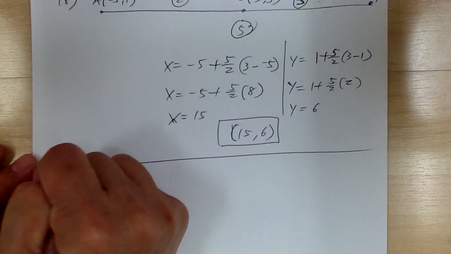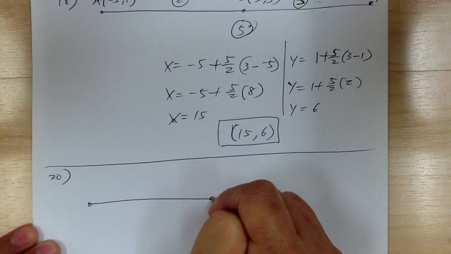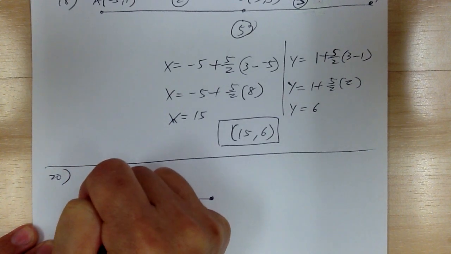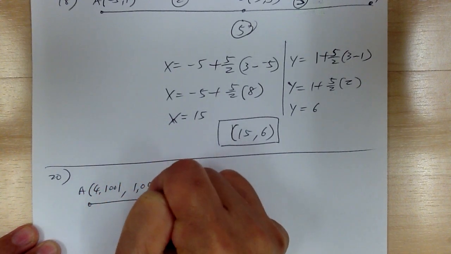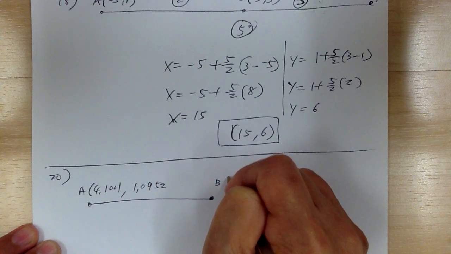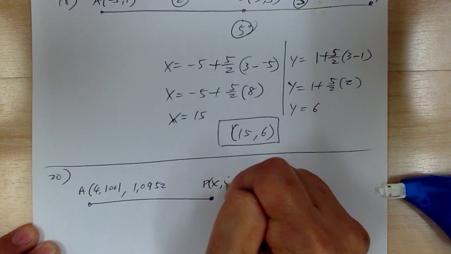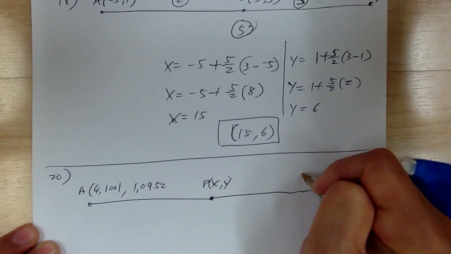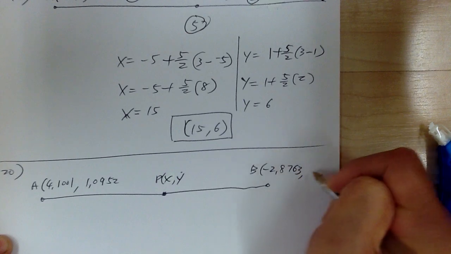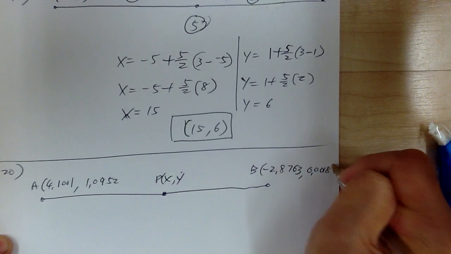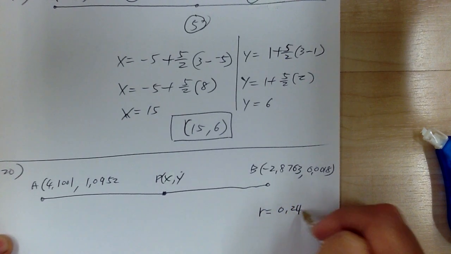Okay, let's go to number 20. So number 20 is kind of really messy. So A is (4.1001, 1.0952). Point B, I'm going to extend this. I'm going to call this point P and make this way out here. So B is (negative 2.8763, 0.0018). Okay, and R is equal to 0.2412.